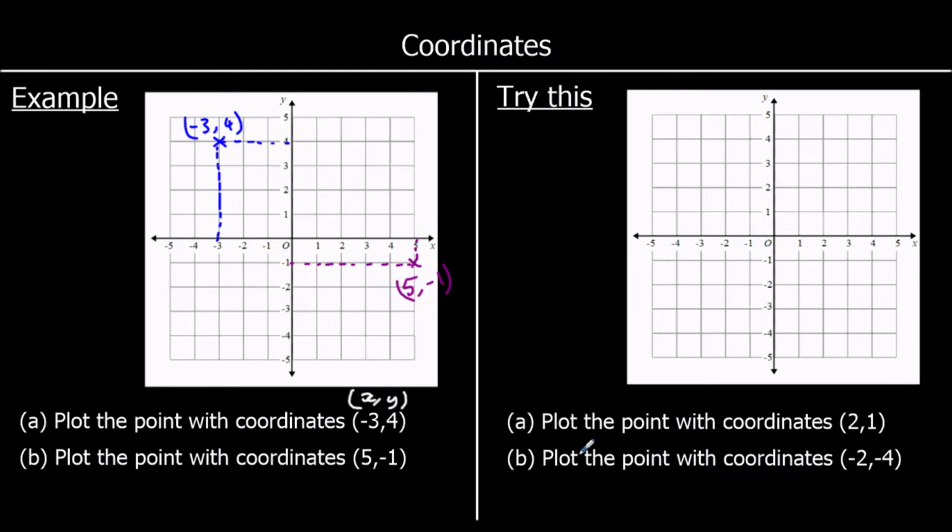Okay, 2 for you to try. Plot the point with coordinates (2, 1), and plot the point with coordinates (-2, -4). Okay, so (2, 1). So it's x first, then y. So 2 on the x and 1 on the y. And the second one, -2 on the x, -4 on the y.